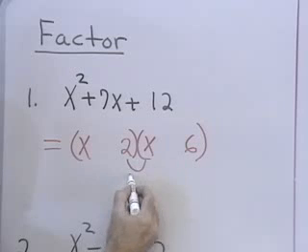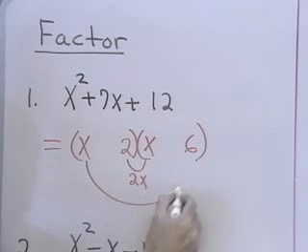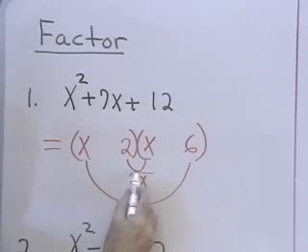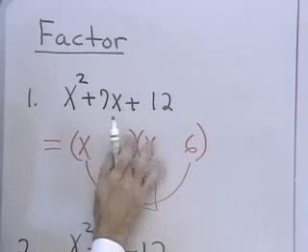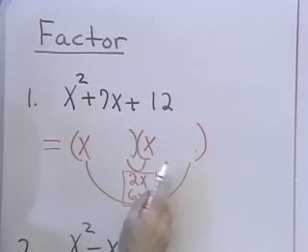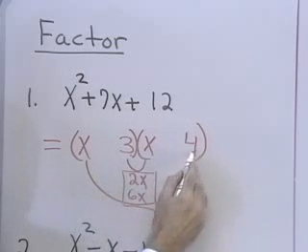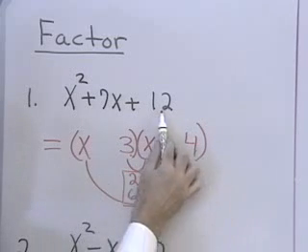Now if I check my middle term, here's 2x. Outside is 6x. And there's no way that I can take a combination of 2x and 6x and get 7x. So that means that 2 and 6 will not work for the second terms. So I'm going to erase them. Let's try 3 and 4. 3 times 4 is 12.